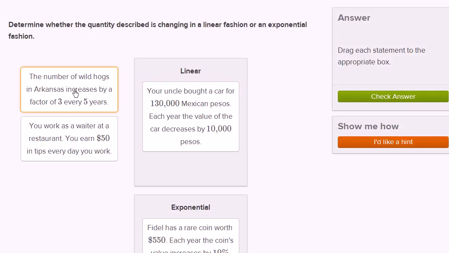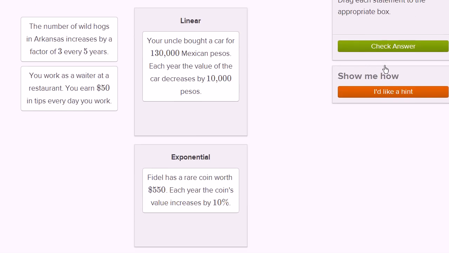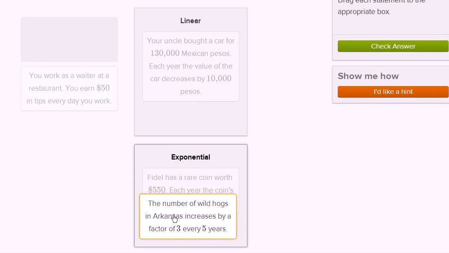The number of wild hogs in Arkansas increases by a factor of 3 every 5 years. So a factor of 3 every 5 years. They're not saying it increases by 3 hogs every 5 years. We're multiplying by 3 every 5 years. So this one right over here is going to be exponential.